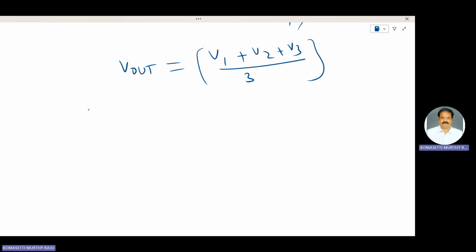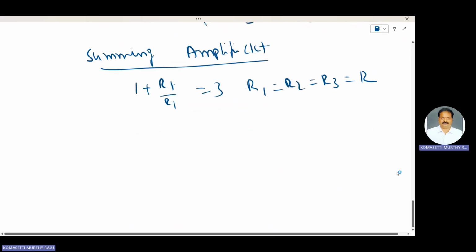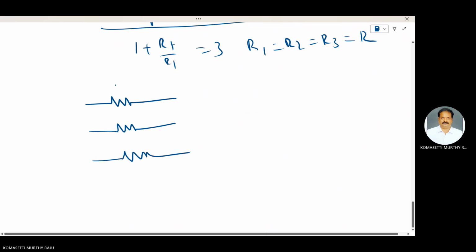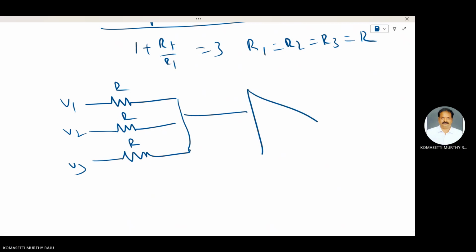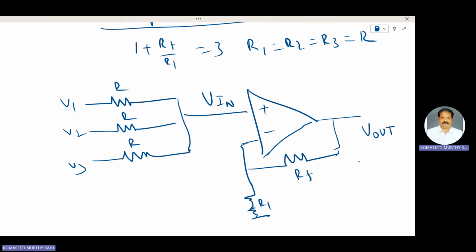First one is the summing amplifier circuit. In the summing amplifier circuit, the assumptions are 1 plus Rf by R1 is equal to 3, the number of inputs, and R1 is equal to R2 is equal to R3 is equal to R. Using this, draw the circuit: R, R, R with inputs V1, V2, V3 connected together, plus, minus, this is V in, this is R1, Rf, and this is V out. In this case, V out is V1 plus V2 plus V3. These two conditions are satisfied.